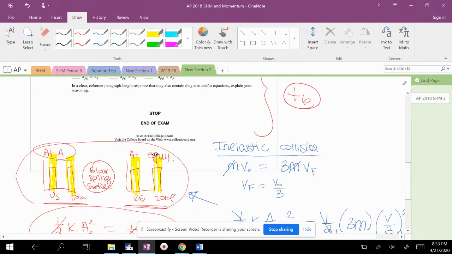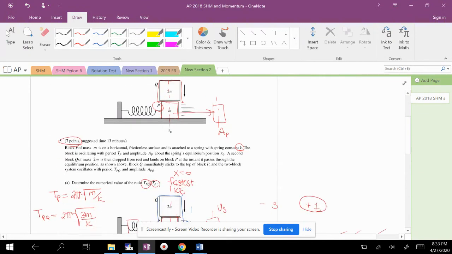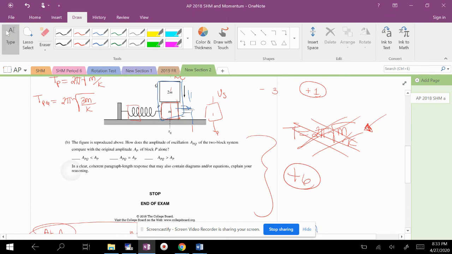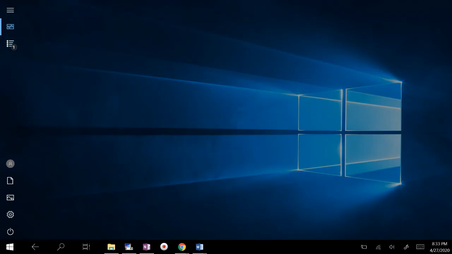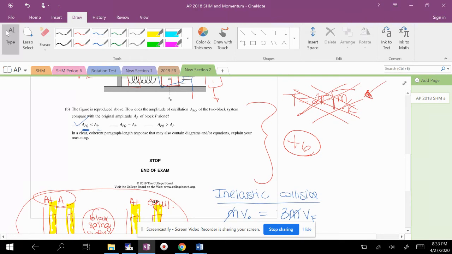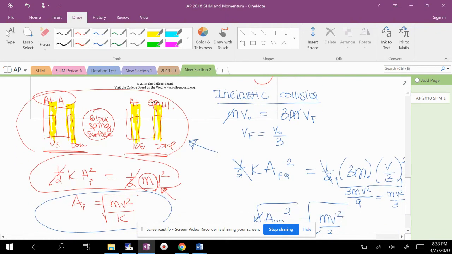Where did I draw that picture? I might have erased it. So it's not going to reach that same amplitude anymore. So if you were to check one off, which one would you check off? This one. Because the amplitude of the 2-block system is less than the single block system. Okay, that's great. We did everything, but we need to write this in a paragraph.